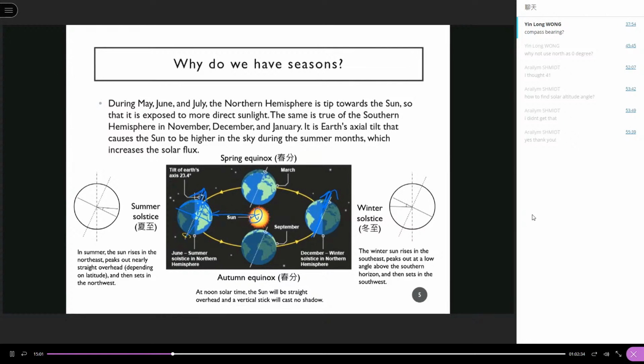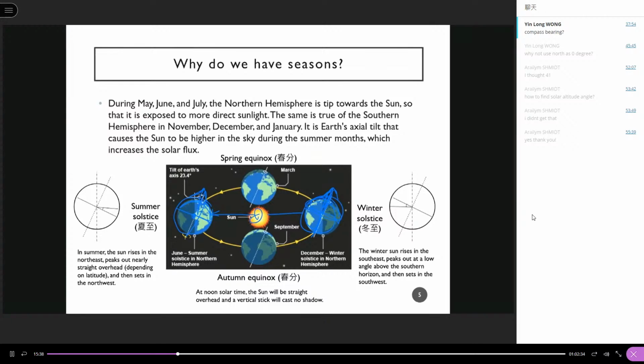The elevation angle of the sunlight will be higher for the northern hemisphere when it is June. And in December, the North Pole is pointing away from the sun. So for the northern hemisphere, the sunlight will be received at a lower elevation angle.